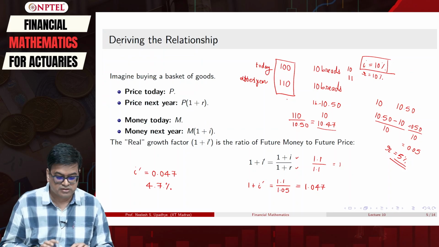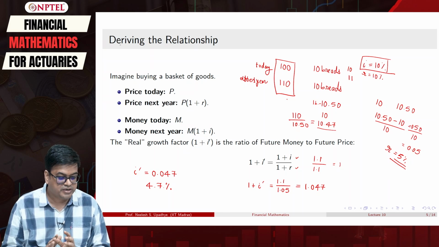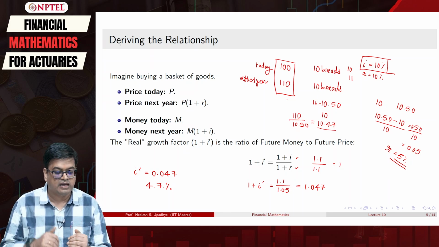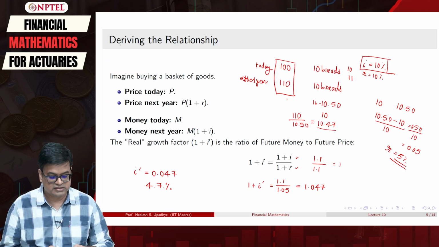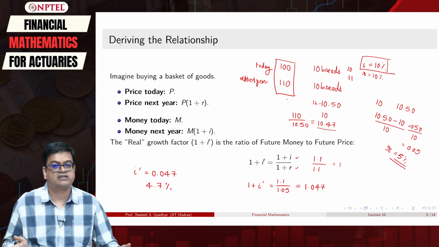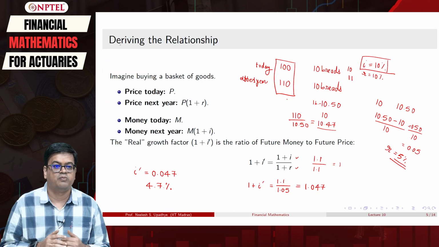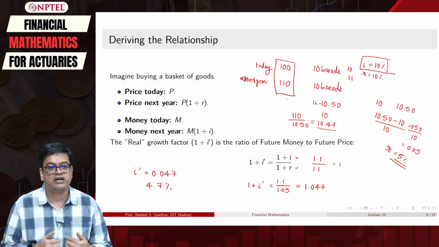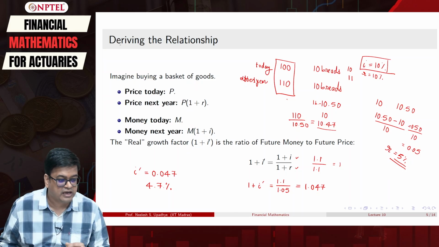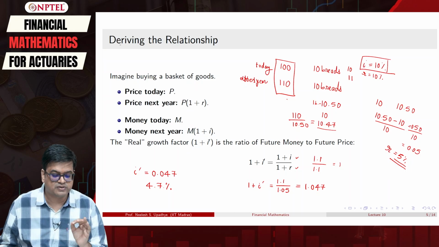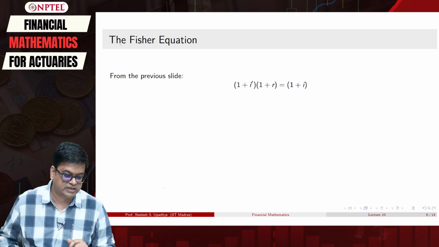This is how a relationship between your money and the basket of goods is established, and this is a key relation. It actually helps us have more insight into what is happening to my purchasing power. Am I really growing or not? So with this insight, let us move forward and describe this as one equation called the Fisher equation.